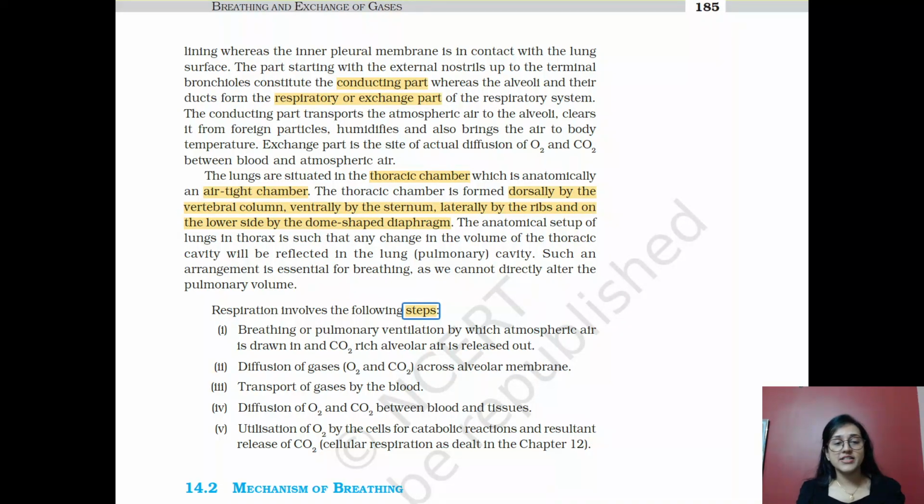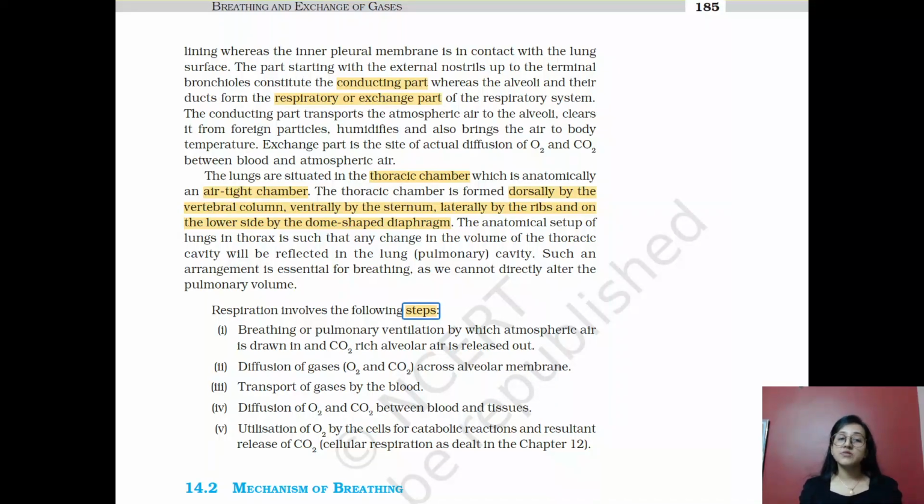The lungs are situated in the thoracic chamber, which is anatomically an airtight chamber. The thoracic chamber is formed dorsally by the vertebral column, ventrally by the sternum, laterally by the ribs, and on the lower side by a dome-shaped diaphragm. So, these are the boundaries of the thoracic chamber where our lung resides. Dorsal means the posterior portion. So, posteriorly it is bounded by vertebral column. Ventrally means the front.